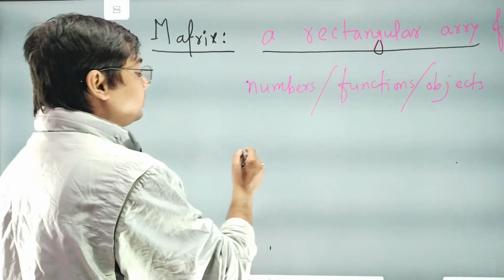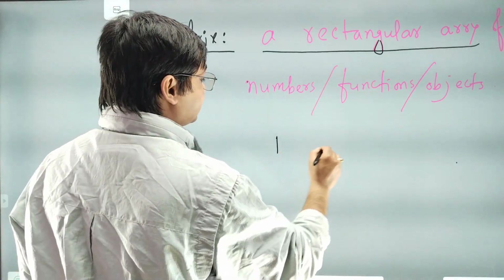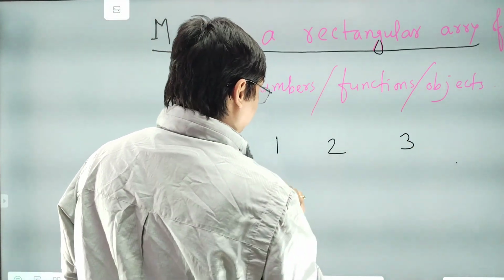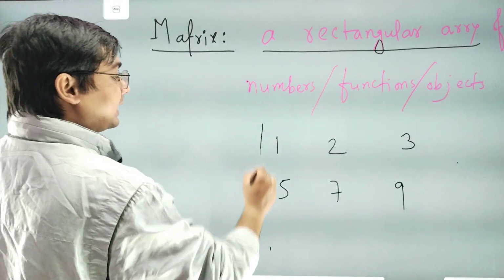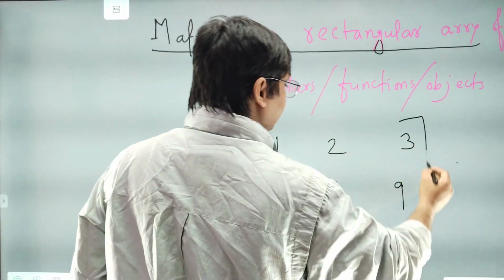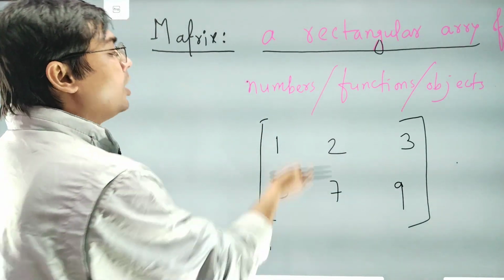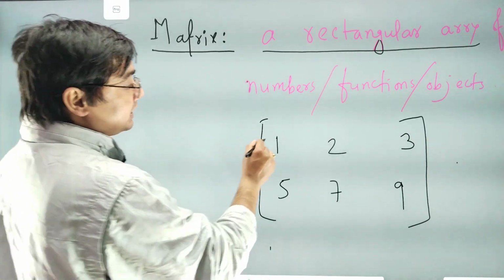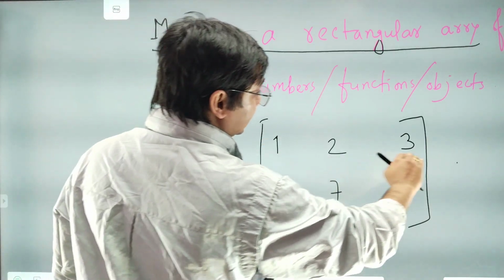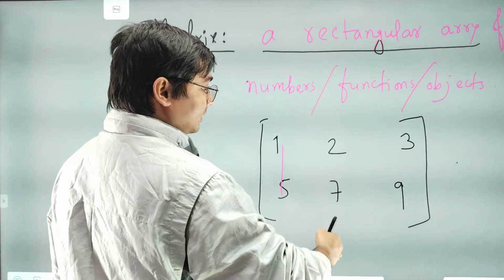So suppose we consider some objects, suppose some numbers here: 1, 2, 3, 5, 7, 9. So this is an arrangement, and this type of arrangement is called a rectangular arrangement, or here we call this a matrix. So you see here, this object we arrange horizontally, and these we arrange vertically.